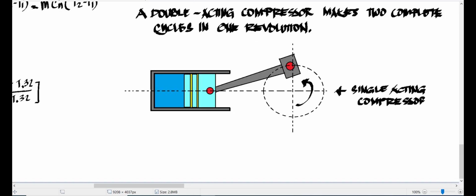Now for our single acting compressor, we have this piston and cylinder arrangement. Here your crankshaft is rotating at the RPM given in the problem, or stated by the RPM of the motor. Here we have your piston and your air being compressed. So this is the arrangement of a single acting compressor.